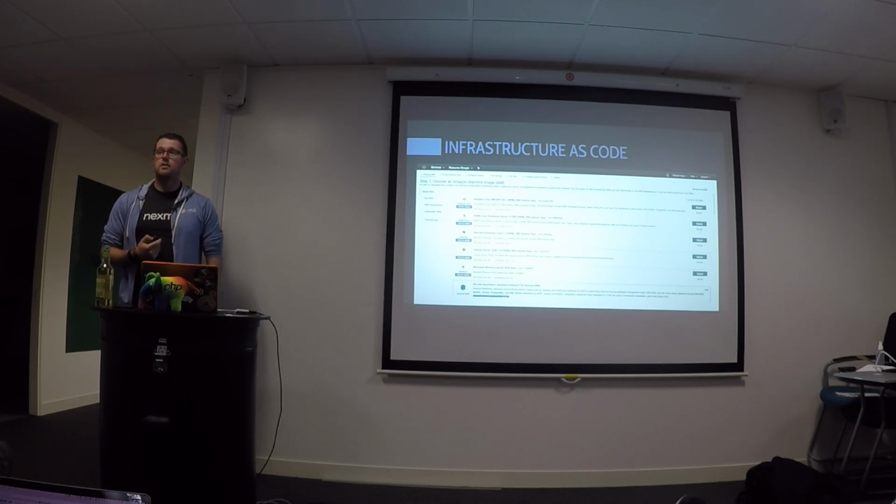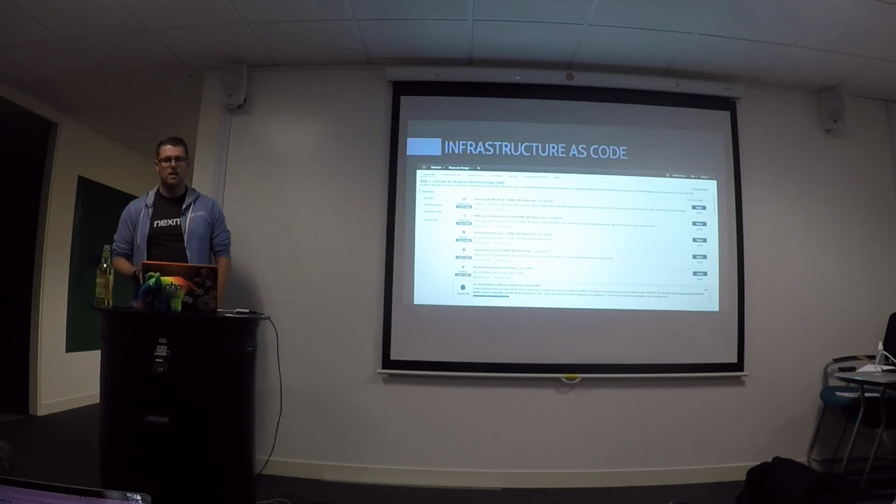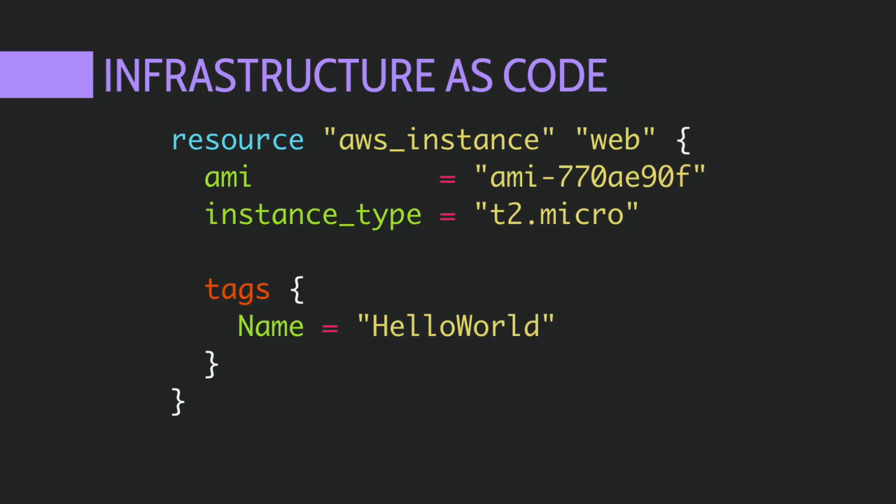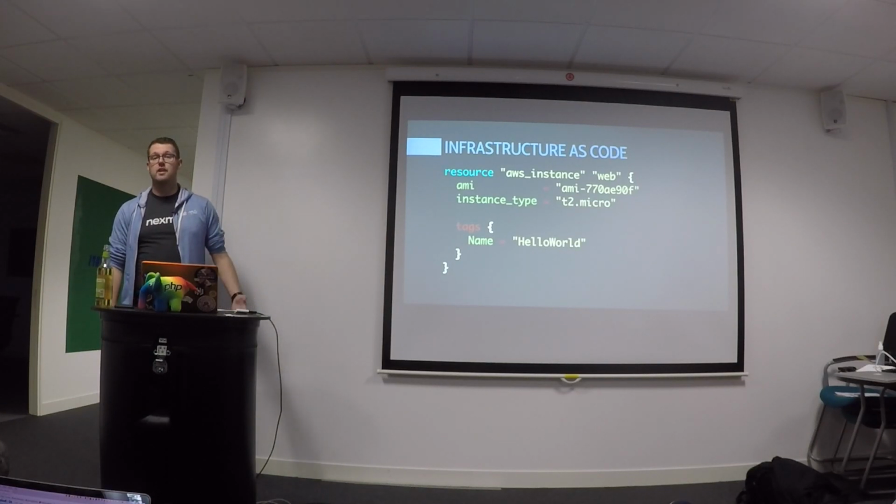And this isn't a new idea. We've been doing it for years with tools such as Puppet or Chef for configuring servers. Terraform provides us with the same ability, but for creating the servers rather than configuring them. And it's really, really simple. We'll come back to this in a little while, but that is all you need to create an Amazon EC2 instance.